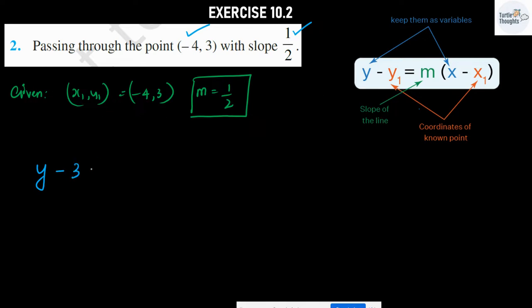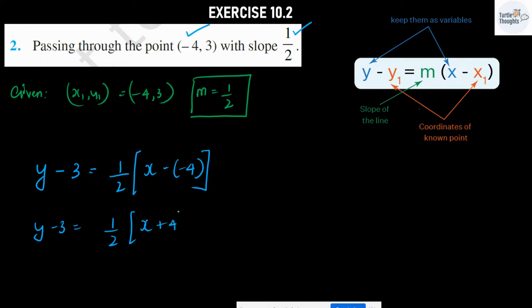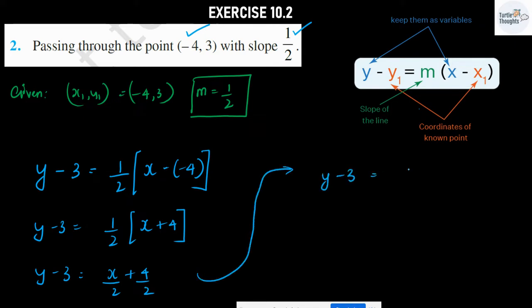So y minus 3 is going to be equal to m. M is 1 by 2 multiplied by x, which should be kept as it is, minus x1. X1 is minus 4, so I can write this as minus of minus 4. So y minus 3 is going to be equal to 1 by 2 times (x minus into minus is going to be plus 4). So I can write y minus 3 is going to be equal to x by 2 plus 4 by 2. Next, I can write this as y minus 3 is going to be equal to x by 2 plus 2.